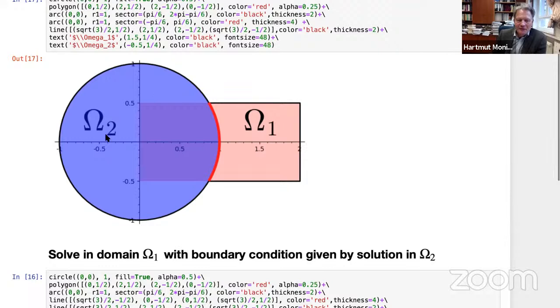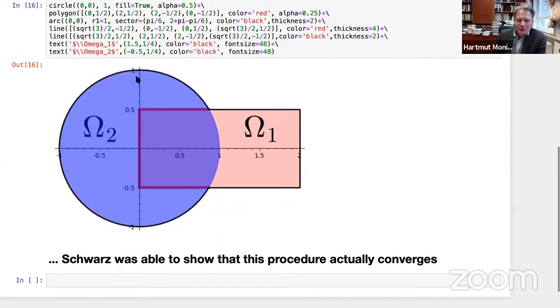Now, once I've done that, I have a solution in omega two. Then I will solve the same problem for omega one. But this time, because I've already calculated a solution of the Laplace equation with the wrong boundary condition inside omega two, I have some function value here in omega two. So I can now solve the Dirichlet problem in omega one with the function values defined by the solution in omega two of the Laplace equation in omega two.